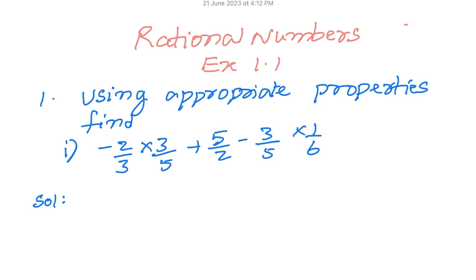Today we are going to discuss the sums given in exercise 1.1 in the chapter Rational Numbers. In the earlier classes, we discussed the different properties with more examples. In this class, we are going to find the usage of those properties in this chapter. See the first sum given in this one. Using appropriate properties, find the value of the following expressions.